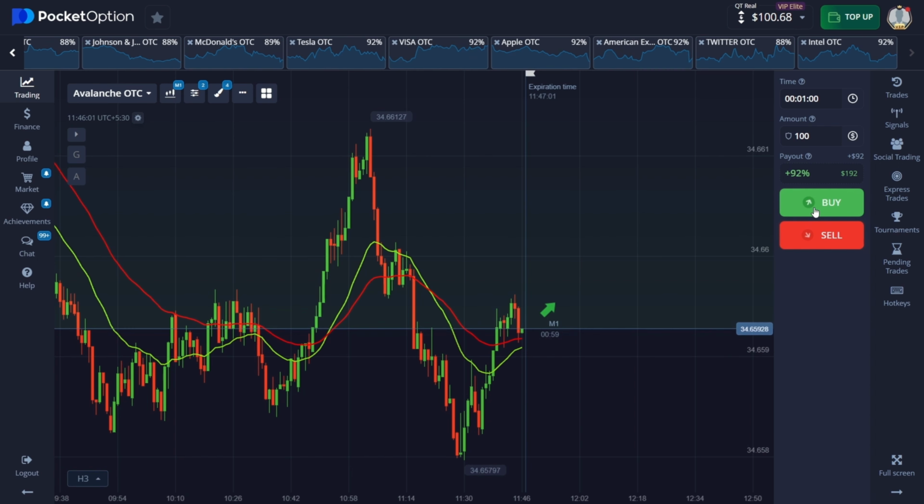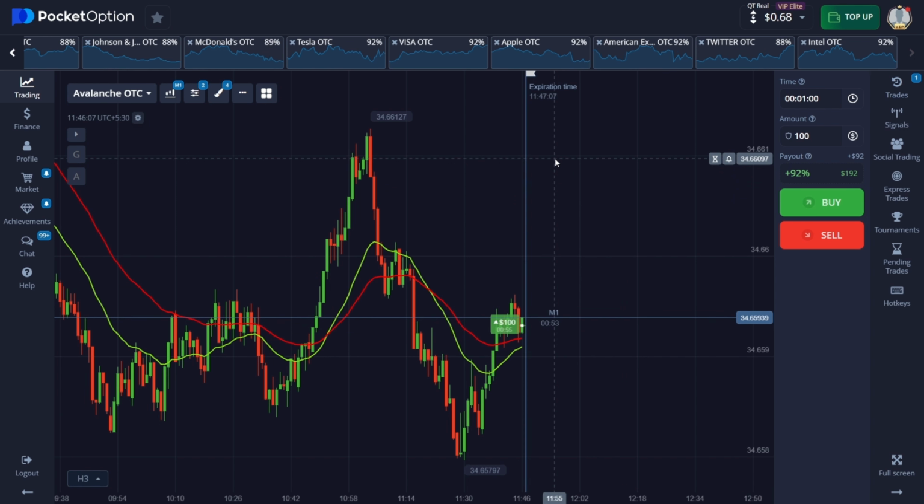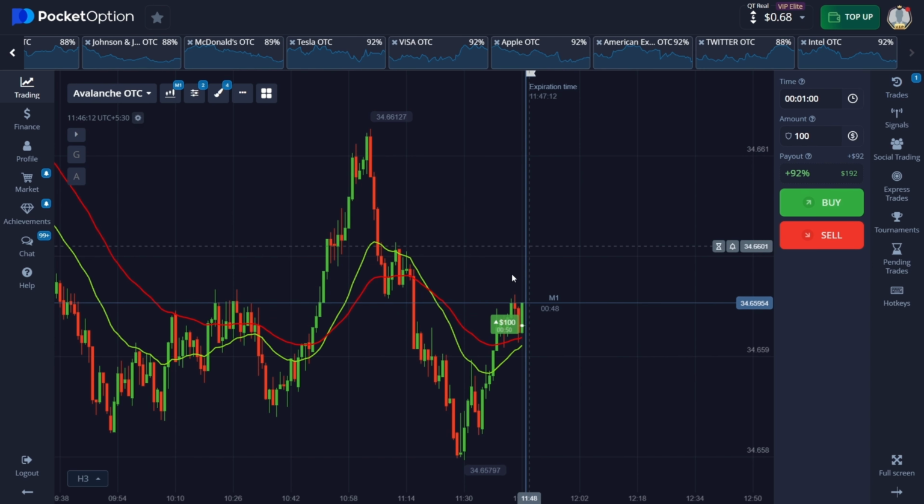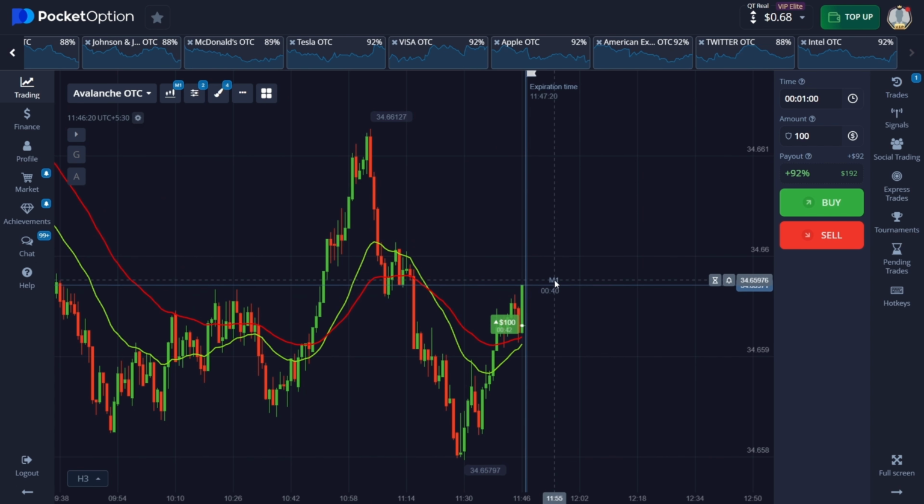I see a trade on Avalanche OTC for the upside move, so I place a $100 trade for the upside. As you can see, there was a downtrend. Then the market broke both the EMA 25 and EMA 50 and shifted to an uptrend. It broke the EMA again, turned into a downtrend, and is now taking a retracement from the EMA 25. The market broke both the EMA 25 and 50 again and is now giving a retracement at the level of EMA 50. That's why I took this trade for the upside move.